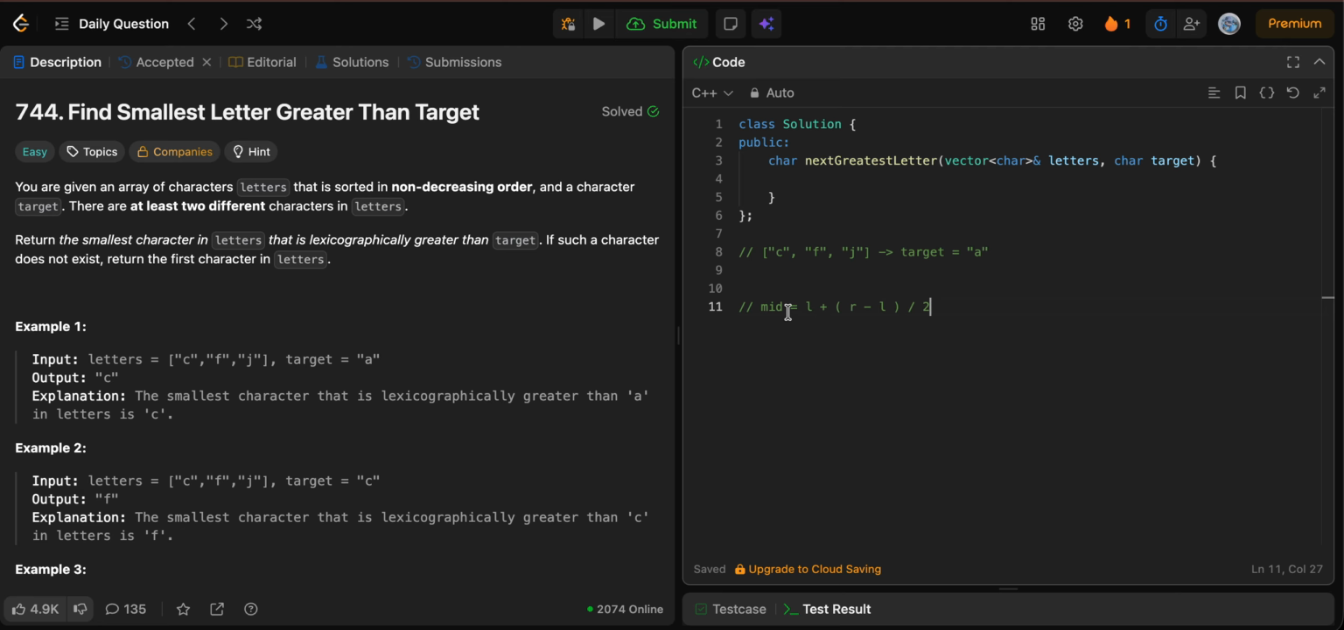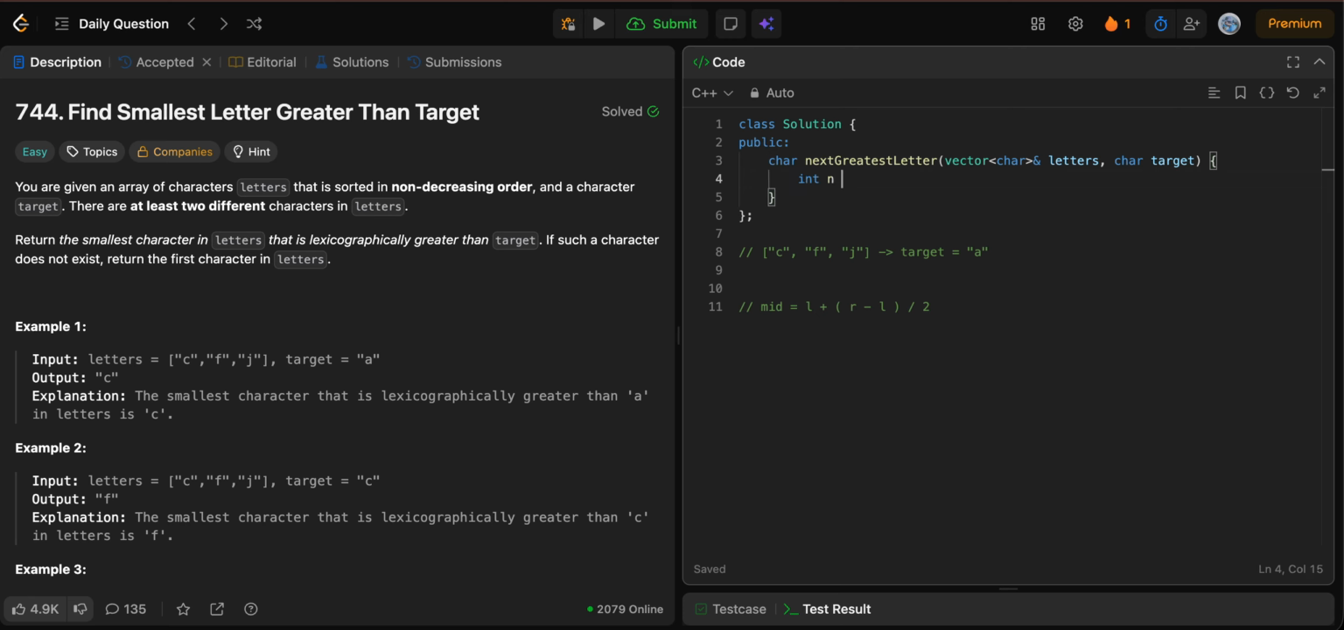Now what is the mid element of this? It is f. Our target a is less than f, so f is greater than a. So we can reduce the range, we just do mid minus 1, then go here and check. This is lexicographically greater than the target, so it will return this. Got it? Now I will write the code, right?